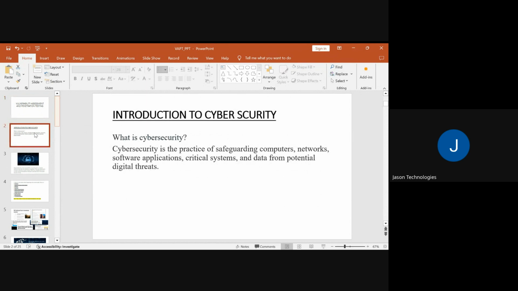So from the slide itself, it is an introduction to cybersecurity. First of all, what is cybersecurity? Cybersecurity is the practice of safeguarding computers, networks, software applications, critical systems, and data from potential digital threats. First of all, cybersecurity is like a practice, like a method, a form or methodology.